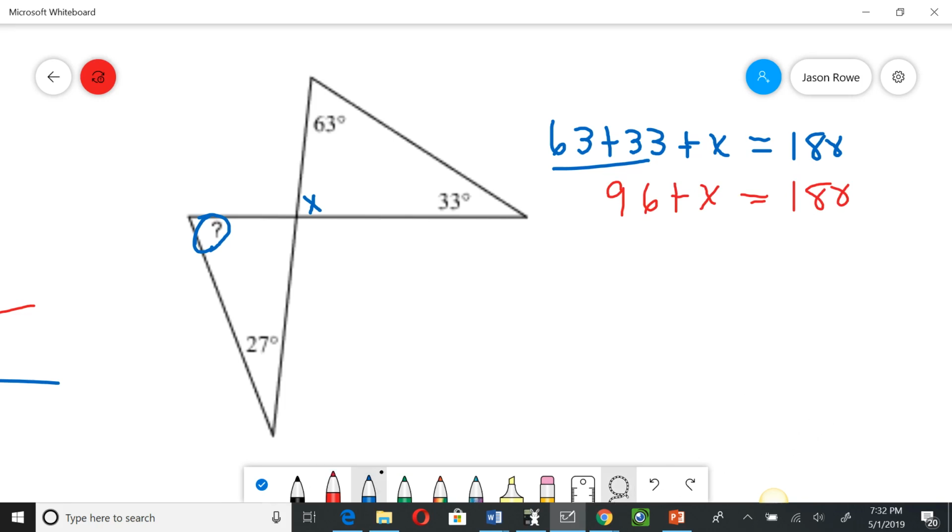And then we're going to subtract 96 from each side. And so we got 180, and that is a 0 there, Mr. Rowe. Please make your letters look like the numbers they are, Mr. Rowe.